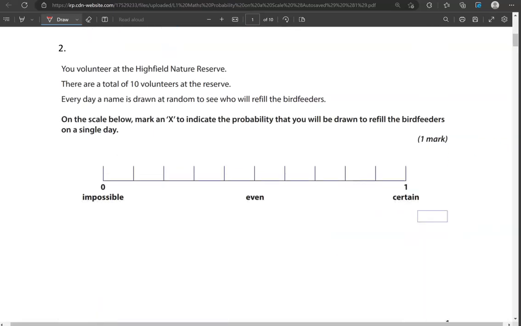You volunteer at the Highfield Nature Reserve. There are a total of 10 volunteers at the reserve. Every day, a name is drawn at random to see who will refill the bird feeders. On the scale below, mark an X to indicate the probability that you will be drawn to refill the bird feeders on a single day. So you are a volunteer, and there are 10 volunteers in total, so that is 1 out of 10. We've got 10 divisions in total from 0 to 1, so the probability of you being picked is shown here. At this point, that's 0.1 or 10%.